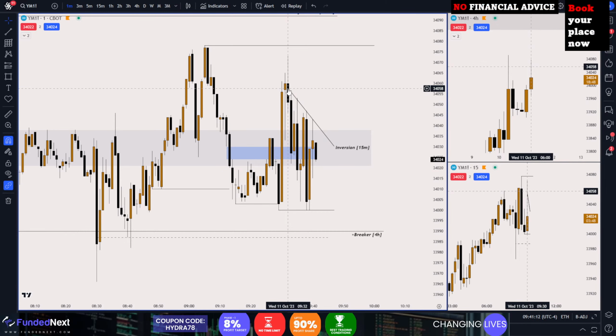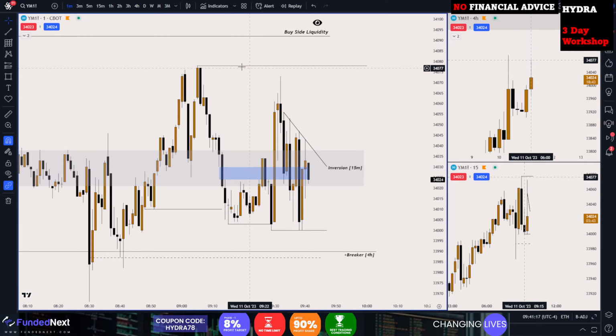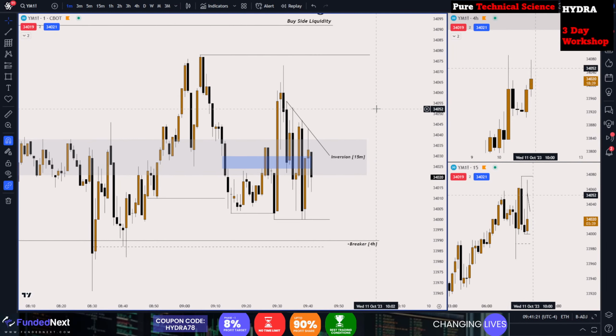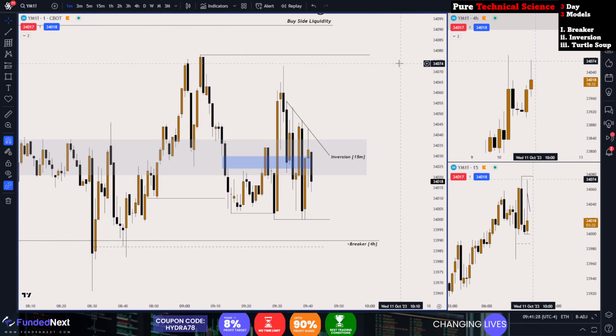We already know it before a high impact news price does that. It's normal. Then we have relative equal highs here. From higher time frame, we have relative equal highs again. So on long term basis, I told you guys that my bias is bullish on long term basis.